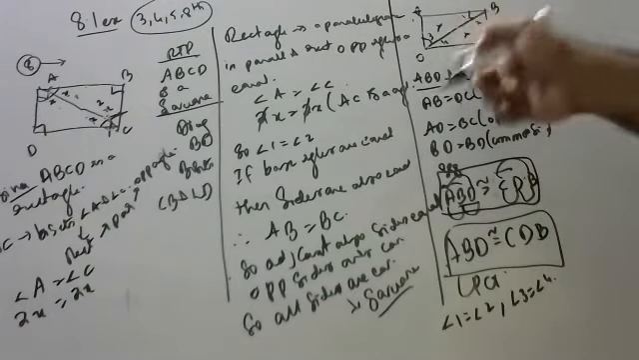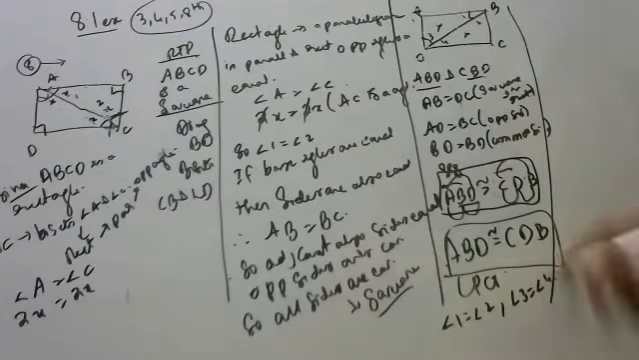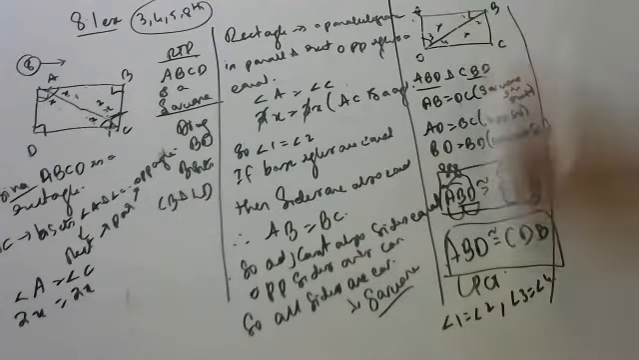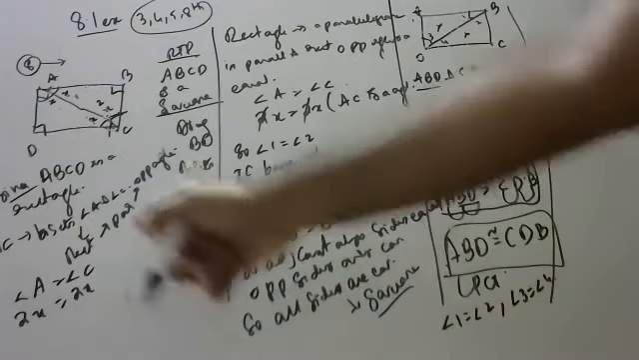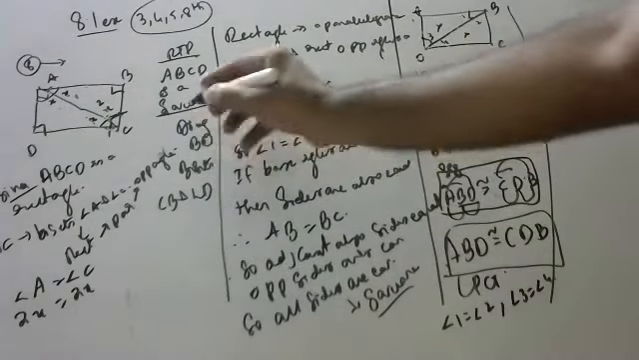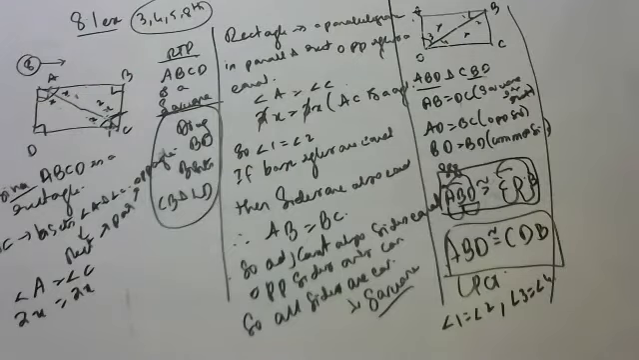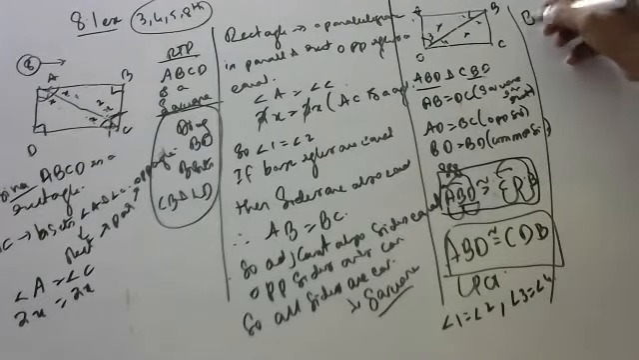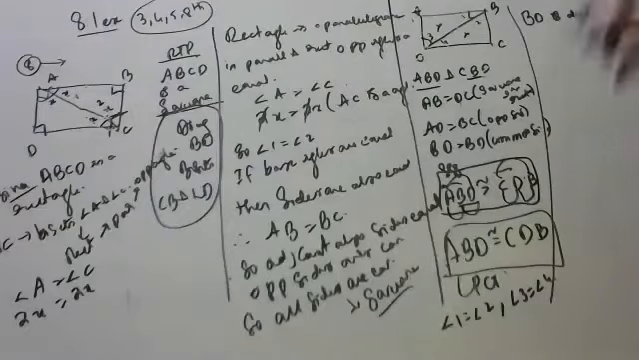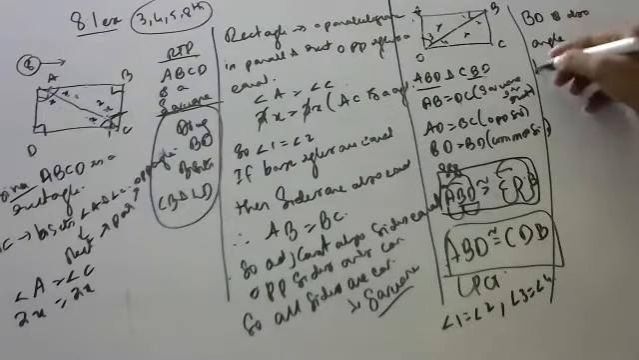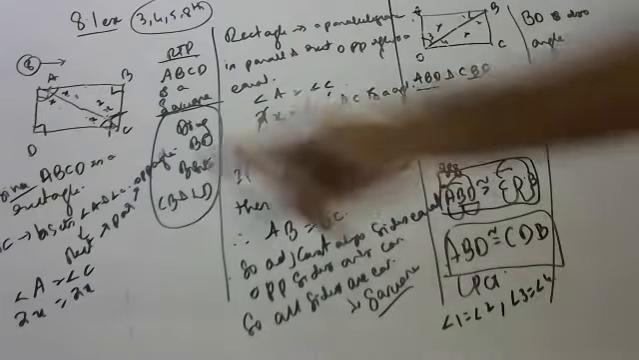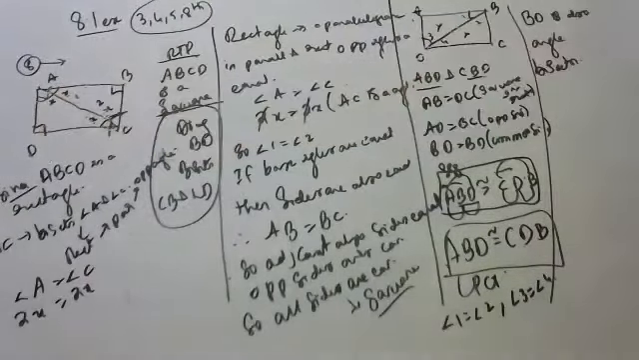If 1 is equal to 2 and 3 is equal to 4, can anyone say what we can say, children? Anyone? No. BD is also an angle bisector. Means AC was an angle bisector, and in the same way BD is also an angle bisector. You are not listening, children. I thought you were listening.